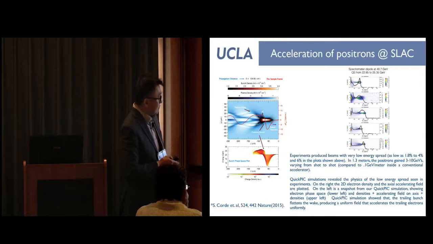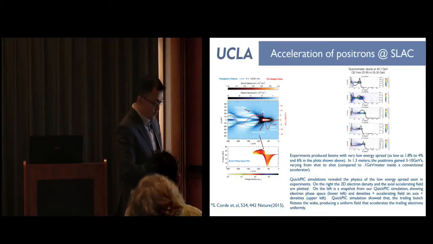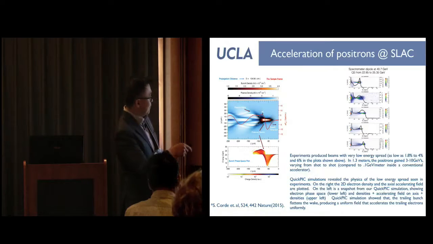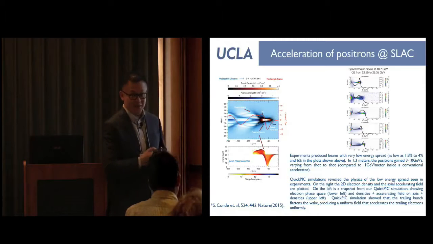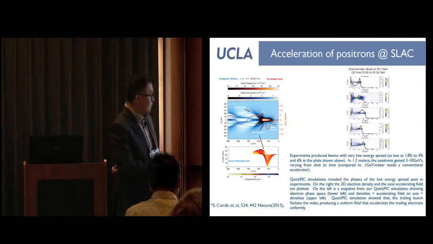The simulations, that's right, the movie doesn't play. The simulations play a very important role in understanding what leads to the narrow energy spread, and I'm going to explain that to you with the plot shown here. It was a movie on my Mac, but here it's just a snapshot. On the lower left, you see the positron phase space, and in this experiment, a single positron beam is used both as the driver and as the trailing bunch. You can see some particles lose energy and some particles gain energy.